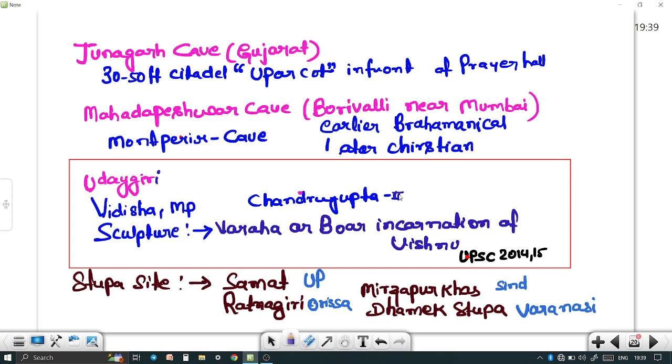Now a stupa site, we can see that Shamath in UP. So keep memorizing this one. Ratnagiri, Odisha, Mirzapur Khas in Sindh, and Dhamik Stupa in Varanasi. Devani Mori in Gujarat, an important stupa site outside the Gangetic Valley. And this site is vaguely dated to the 300th century or 400th century AD. So keep remember. I know that is not written here.